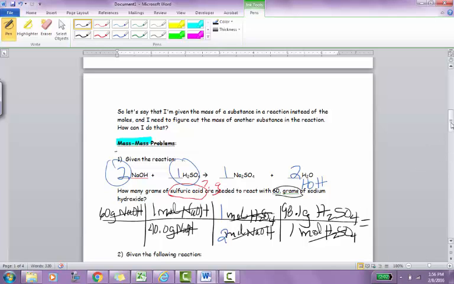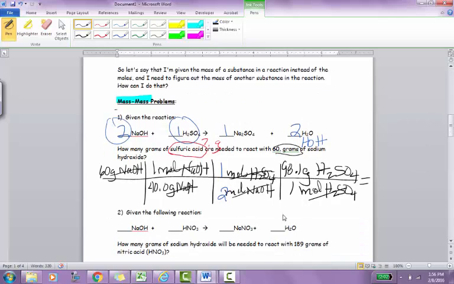So now I would do some math and crunch some numbers. And when you do that, multiply 60 times 98.1. I'm going to do this. You're going to hear me clicking my calculator buttons. 98.1, and then divide that by 40 times 2, which is 80. I get 73.575.